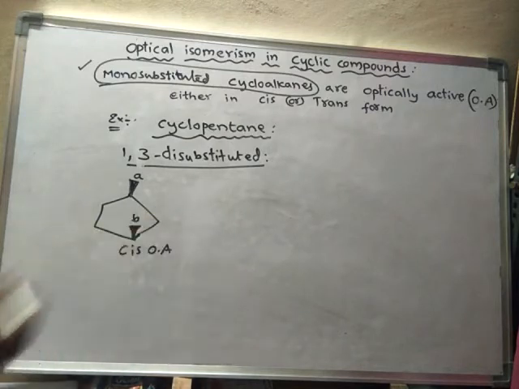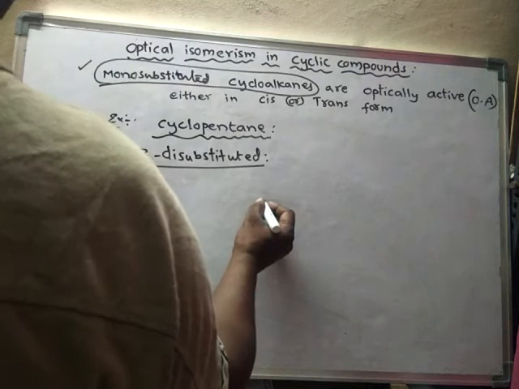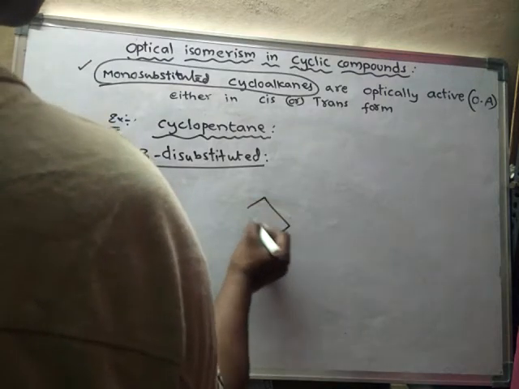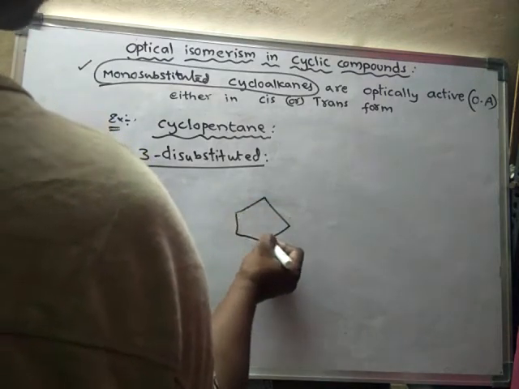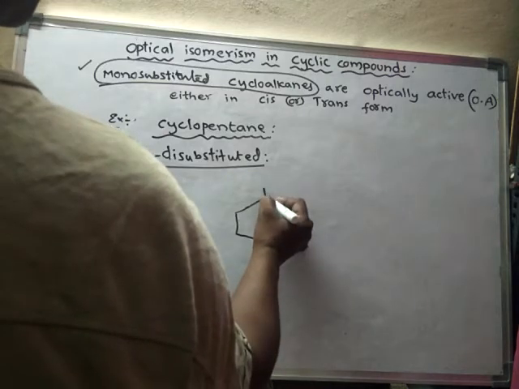If you cut this one, there is no plane of symmetry, there is no center of symmetry, or else there is no alternating axis of symmetry. Hence it is optically active. The cis form is optically active. Even the trans form is also optically active.